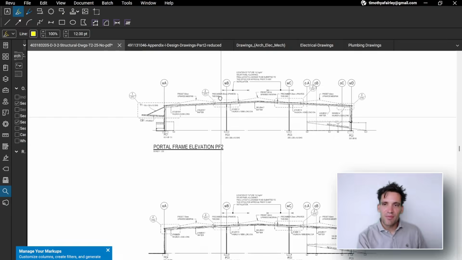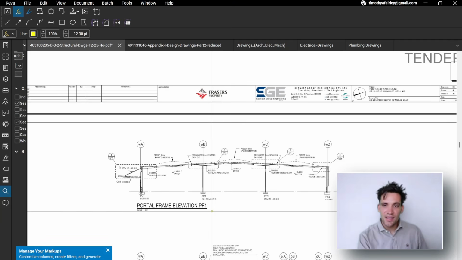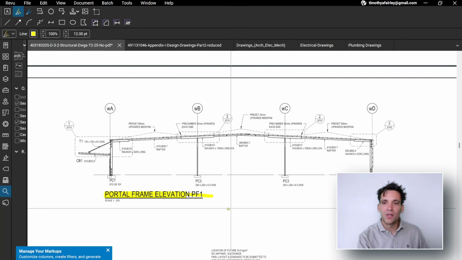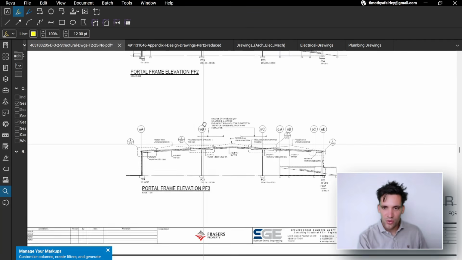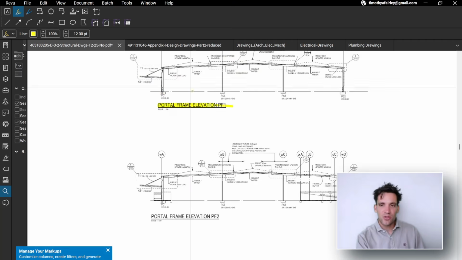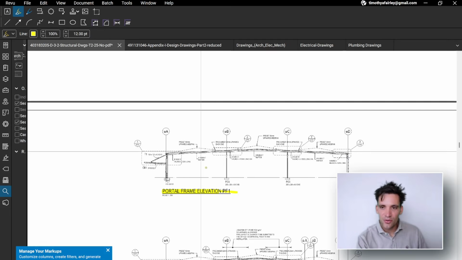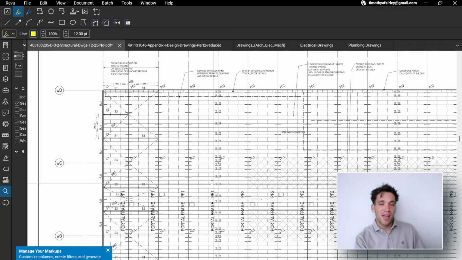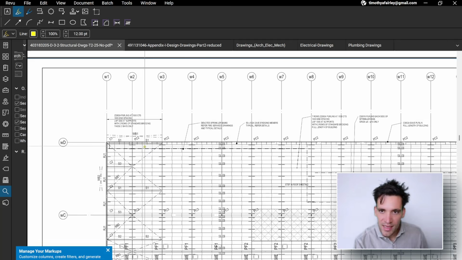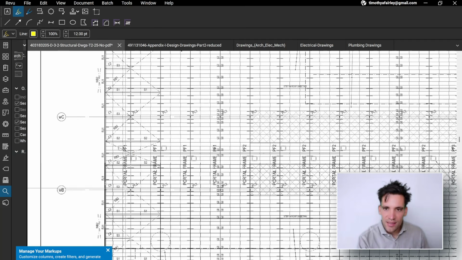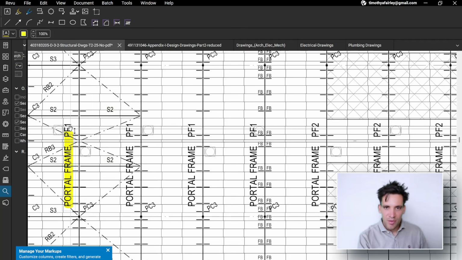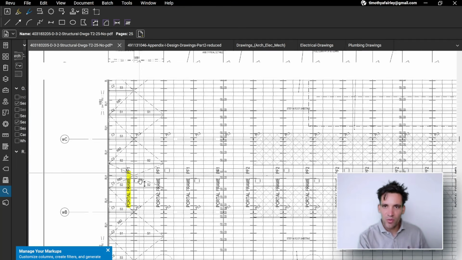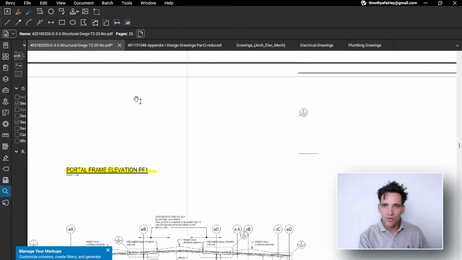Typically, we'll also have some internal elevations. So these are a series of internal elevations looking at the warehouse. It's referred to as portal frame PF1, PF2, PF3. So they're not referencing the actual grid lines, they're referencing these different types of frames. So you can see in this structural drawing, which is a plan view looking at the roof of the building, they have named the different types of portal frame. That is a PF1 type frame, there's a PF1, that's a PF1, that's a PF2. So that PF1 frame is an elevation view of this structure.